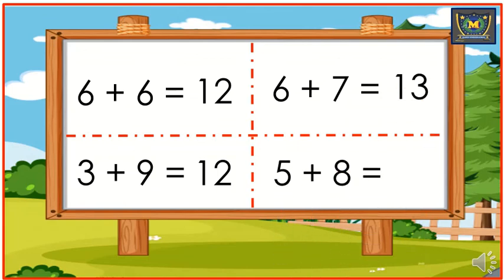Again, the last one is 5 plus 8. So we can use count on using the number line, and we can also use make 10. Okay? So the answer for this is 13. Again, there are a lot of strategies we can use in solving addition. So it's up to you which one you prefer. So the most important thing is you got the correct answer. Okay?